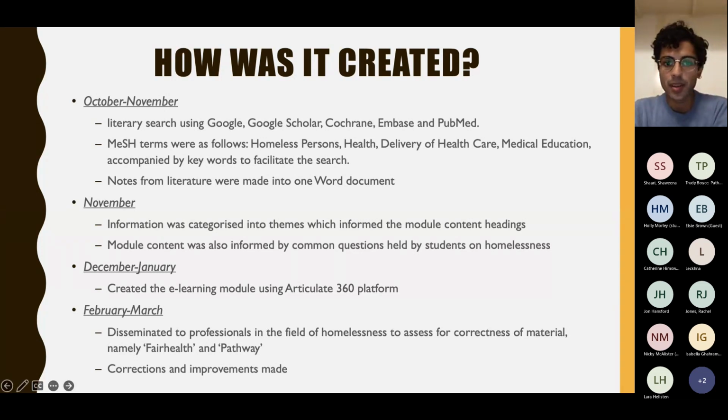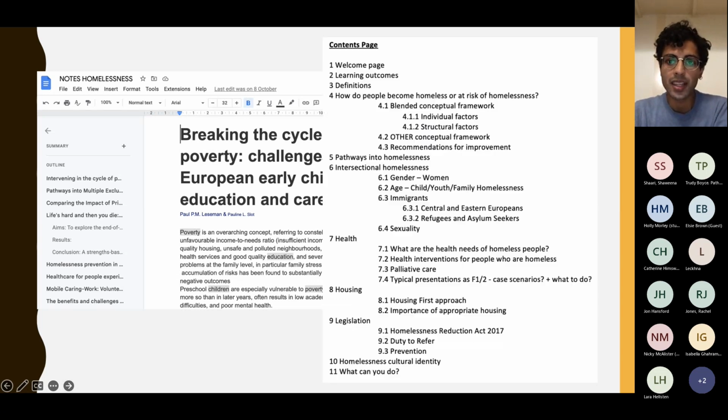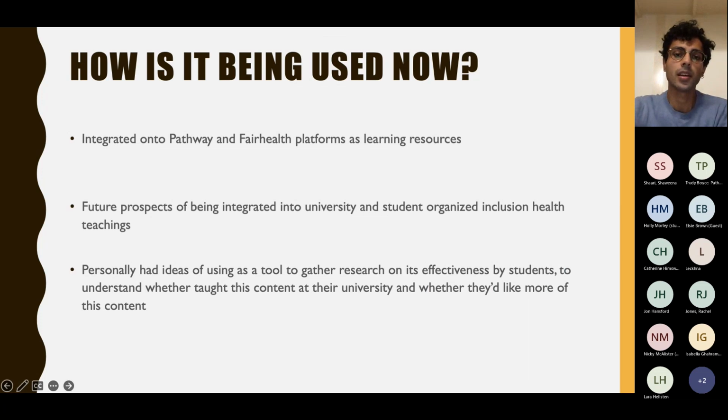And in February and March, I disseminated the module to some professionals in the field just to assess the correctness of the material and the language that I was using, and I made those improvements shortly afterwards. So I'll just show you this massive Word document. So it was a Google Form document, and I just transferred lots of information over, and then later on towards the end of that month, I'd categorize it, and I made the contents page and group this information into headings.